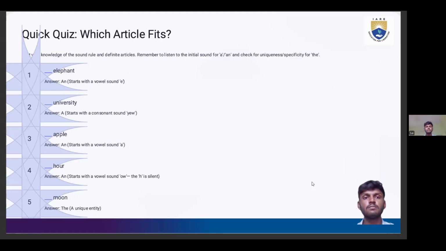Next, quick quiz: which articles fill the blanks? Here I give you some quiz. Try to solve this.